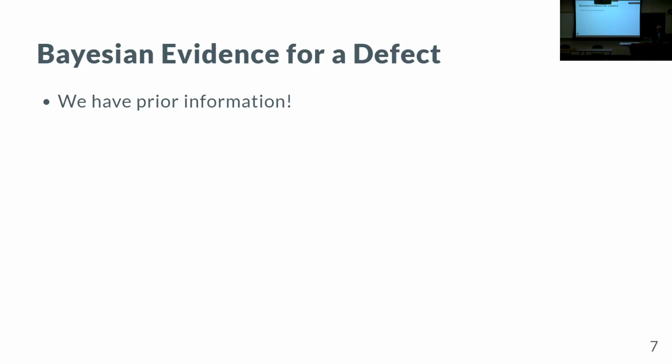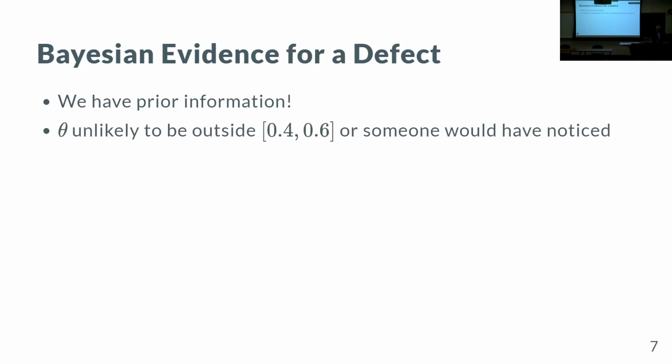So what prior information do we have here? Theta is unlikely to be outside the interval 0.4 to 0.6, or somebody would have noticed. It's not the kind of prior information you have like prior effects of a treatment. It's nothing like that. It's just using logic. If it was an extremely bad algorithm, you would have seen it in the first 50 patients randomized ever.